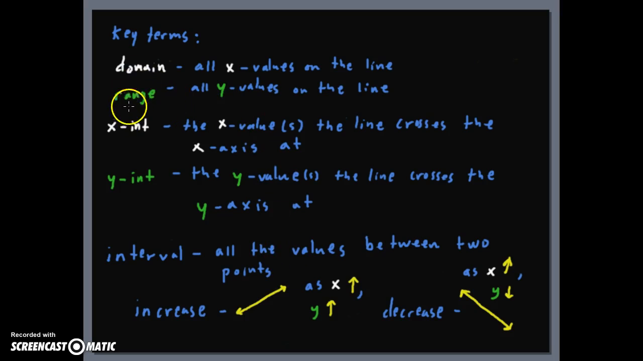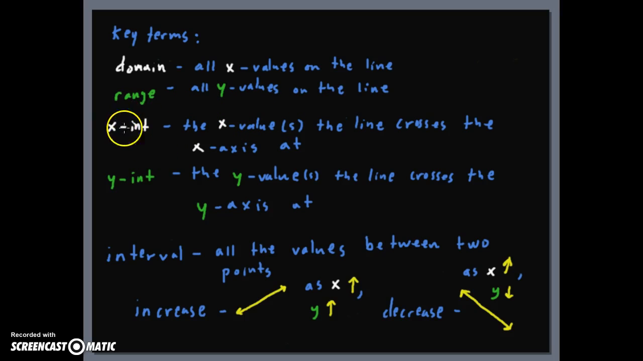So, let's go ahead and define what domain and range are given a line. We know what they are with coordinate points and tables, but when we see a line, the domain is all of the x values that have some point on the line. So, all the x values the line covers. And the range is all the y values that the line covers or crosses.